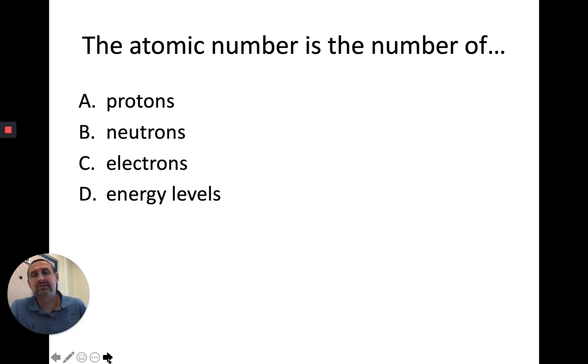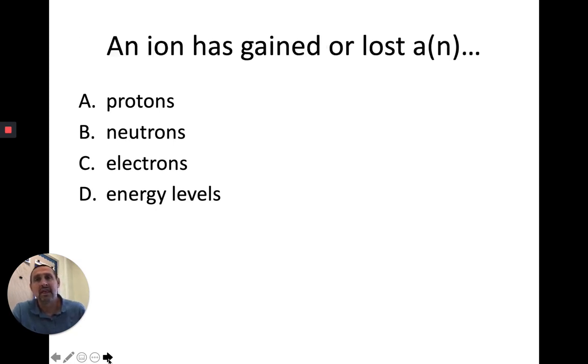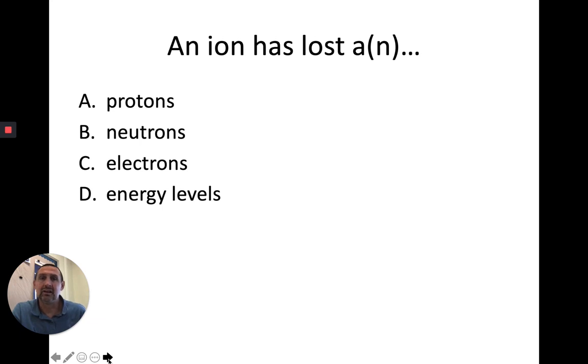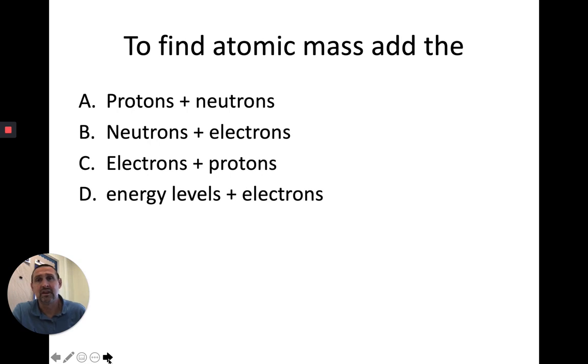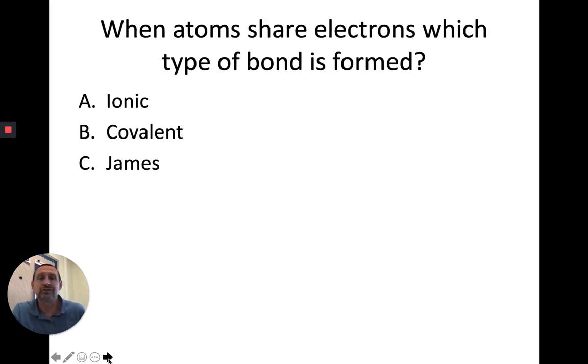See if you can answer some of these questions. The atomic number is the number of... If you guessed protons, you guessed correctly. An ion has gained or lost... If you picked electrons, you picked correctly. An ion has lost, and again, electron is the correct answer. To find the atomic mass, you have to add what 2 things? If you picked protons and neutrons, you picked the correct answer. If you're sharing electrons, the type of bond is covalent.